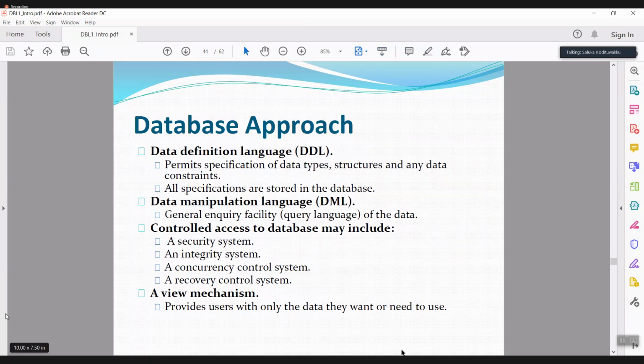But in addition to that, we talk about multiple views, which are not available in the file processing approach, and different users should be able to look at the overall database differently. That is what we call the view mechanism. View mechanism means that depending on the end user's interest in the database, different views can be generated.